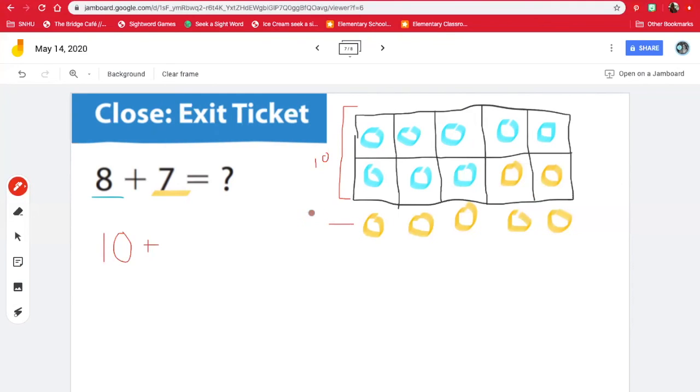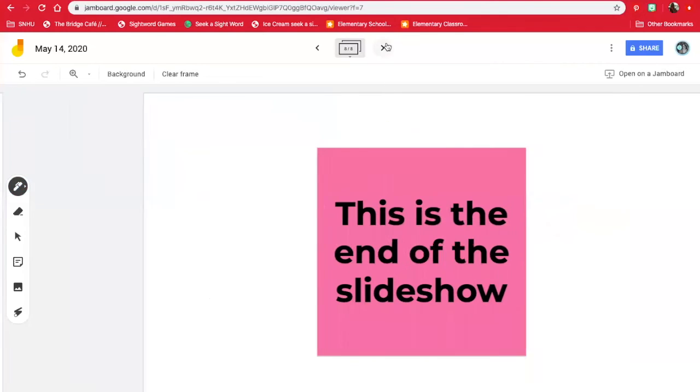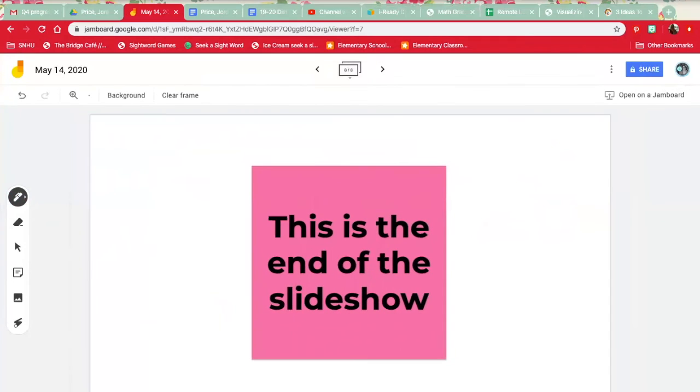So that means I have 5 yellow circles that are not in the 10 frame. And we know 10 plus 5 is 10, 11, 12, 13, 14, 15. 10 plus 5 equals 15, which also means that 8 plus 7 equals 15. And that's our answer. And that is the end of the slideshow for today.